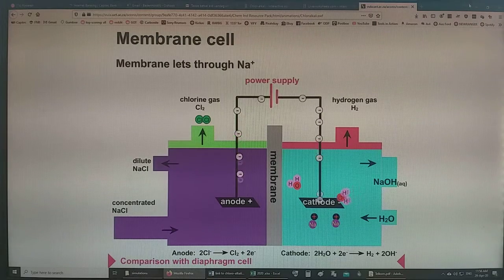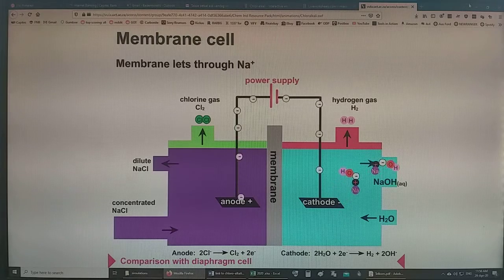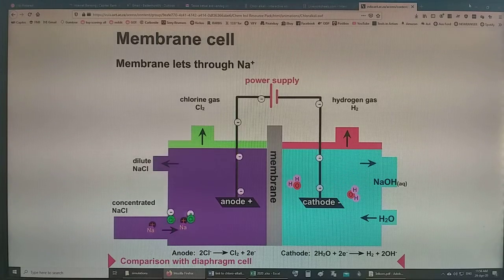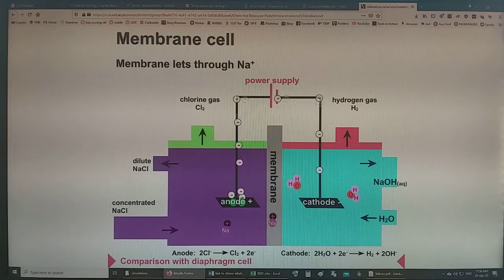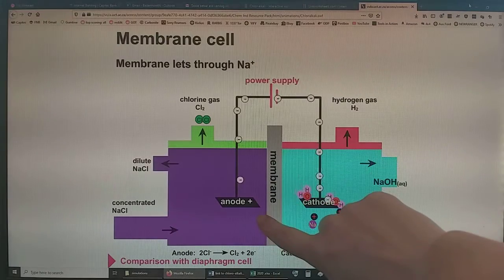So this is the membrane cell that you'll see the link to in the live worksheet. If you are able to access it, it is a bit of a tricky installation to get the Flash player to work. So don't worry, you can just look at this. This membrane cell is called that because it has this selective permeable membrane in the middle there.